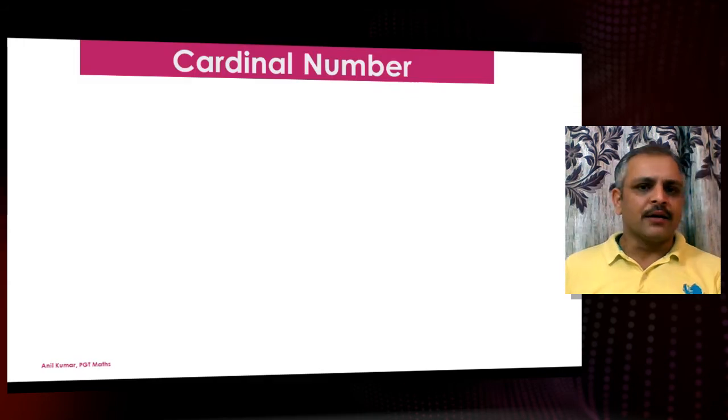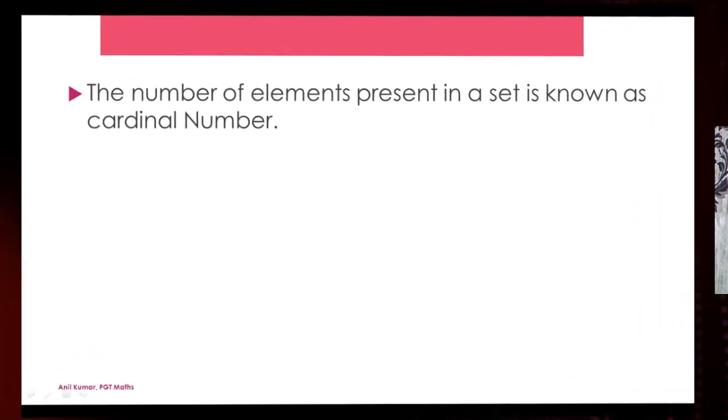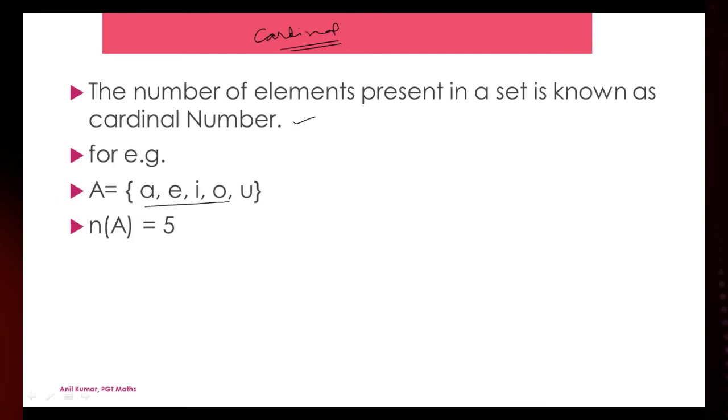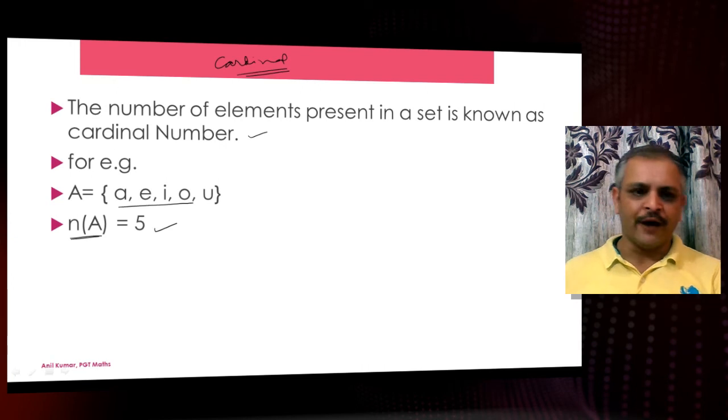So what is a cardinal number? As you know, a set is a collection of elements. The number of elements present in a set is known as the cardinal number. So the cardinal number is the number of elements present in a set. For example, the set {a, e, i, o, u} has 5 elements. So I will write that the cardinal number of A will be 5. This is the way to represent the number of elements in A, or you can read it as the cardinal number of A is equal to 5.